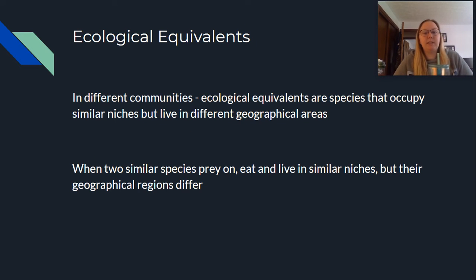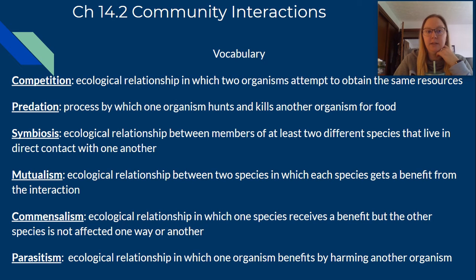Ecological equivalents are in different communities. They are species that occupy similar niches but live in different geographical areas. So I have a species of robin living in my backyard. That is their niche, but you could also have a family of robins living in your backyard. They're occupying almost identical niches, but they are in two very different areas. I am in Manchester, you are in Pelham. When two similar species prey on, eat, and live in similar niches, they are considered ecological equivalents because they're in different geographical areas.